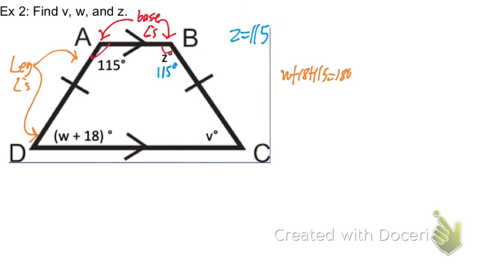not congruent. Or supplementary, adding up to 180. So, W plus 18 plus 115, that's 133, equals 180. Subtract 133, we're just doing an algebra equation at this point. Geometry just tells you how to set up the algebra equation.